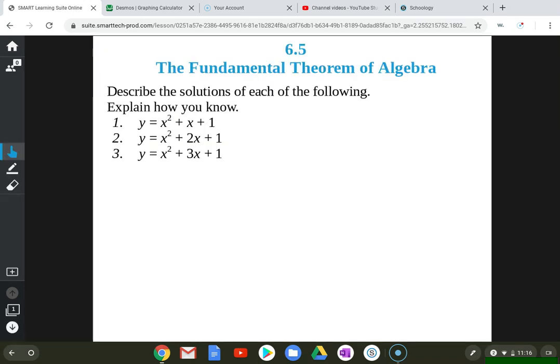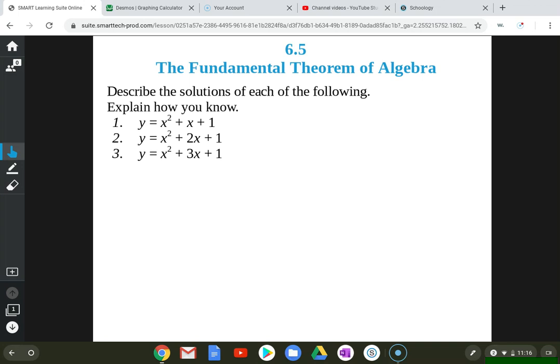Hello again. This is Mrs. Price, and it's time to do section 6.5, which is on the fundamental theorem of algebra. We're going to start with a little review warm-up kind of a thing. So our little warm-up here says, describe the solutions of each of the following and explain how you know.